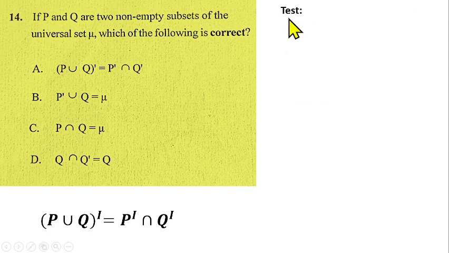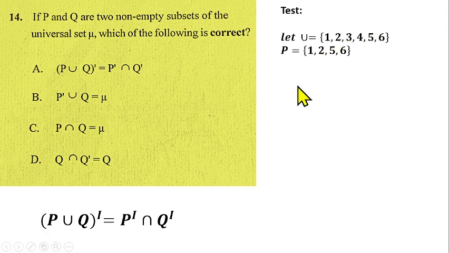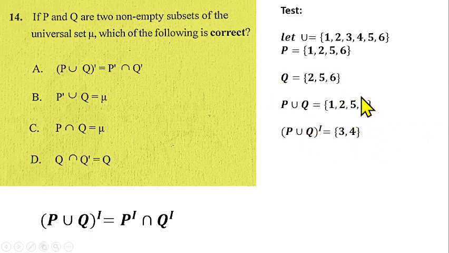So let's test it. You can select some elements for the universal set, which is 1 2 3 4 5 6. Then from there you can get some elements for P, which is 1 2 5 6, which is also in this universal set. Get some elements for Q, which is also in the universal set as well. So we can find P union Q. P union Q will be a combination of these elements without repetition. That will be 1 2 5 and 6. Then you can find the complement of that, which is P union Q complement, the elements in the universal set that are not in P union Q. That will be 3 and 4.